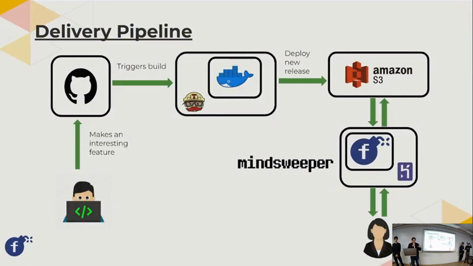So what does the delivery pipeline look like? When a developer makes a change in GitHub, that triggers a build on Travis CI, and that will use Docker containers to build our application. When that is built, it will deploy our application to an Amazon S3 bucket. We also created a website that you can use to download our application that talks directly to that S3 bucket. That website is deployed on Heroku.